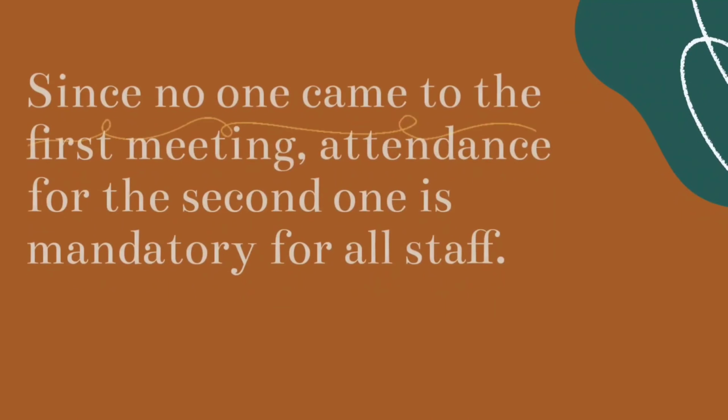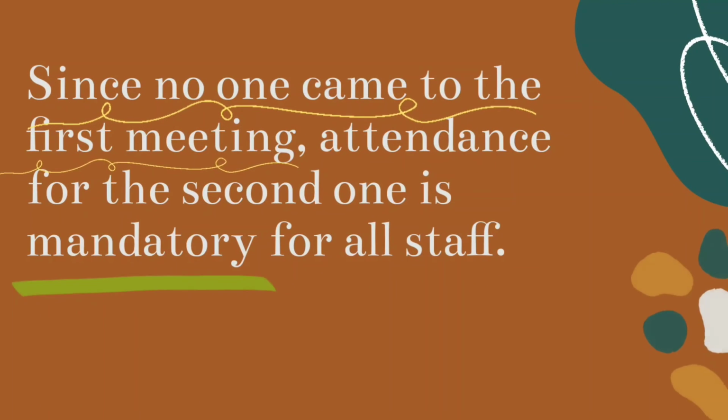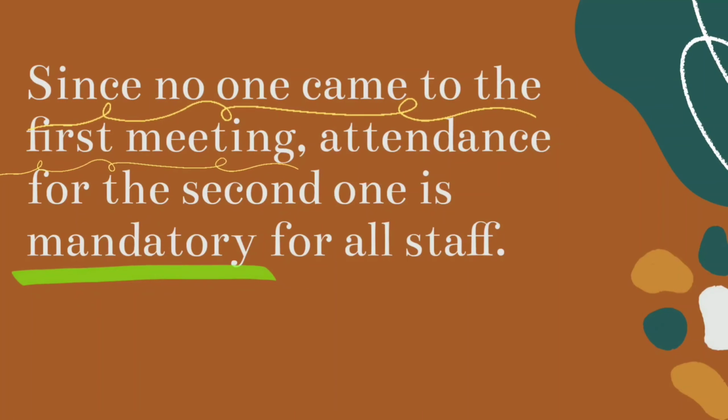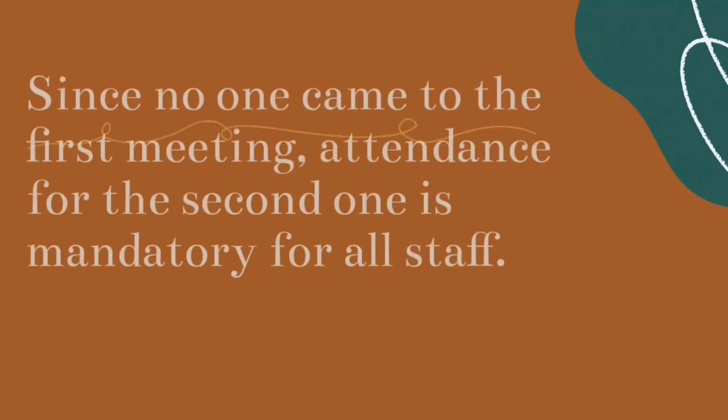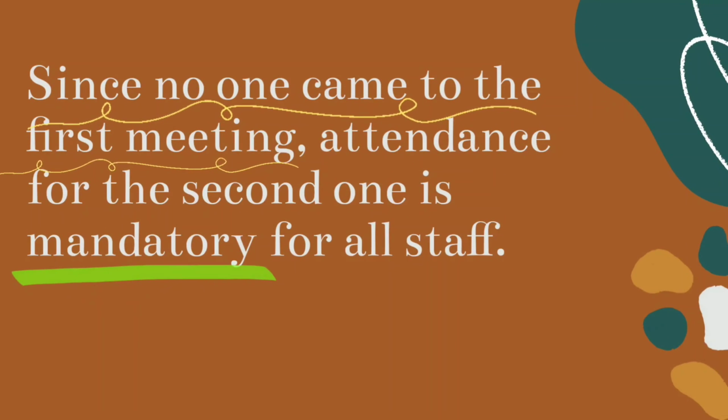Since no one came to the first meeting, attendance for the second one is mandatory for all staff. In this sentence, the unfamiliar word is mandatory. The word is part of the effect clause. What led to this effect? No one came to the meeting. So, to make all the staff attend the meeting, they made the attendance mandatory, which means required or compulsory.